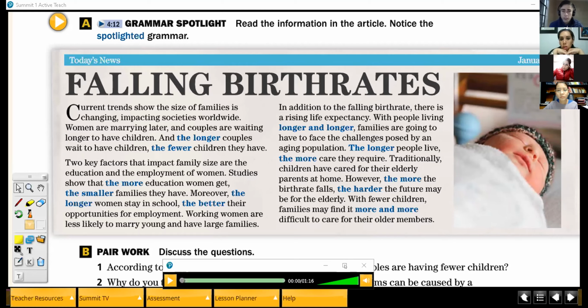Okay, and let's check vocabulary. We already checked birth rates. Which is what? Birth rate?